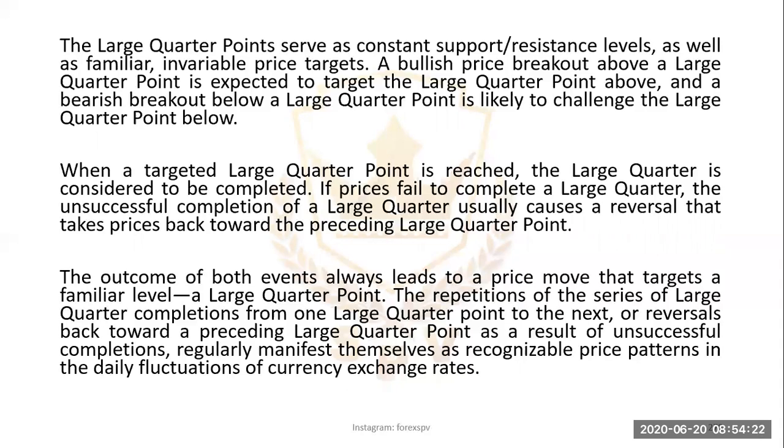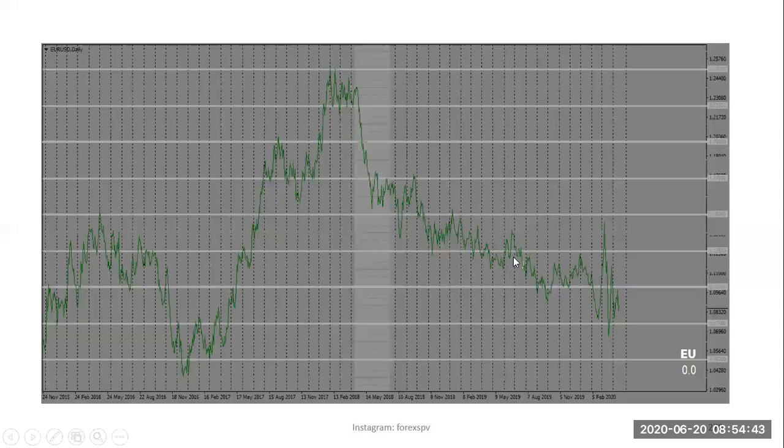A bullish breakout above a large quarter point is expected to target the next large quarter point above it, and a bearish breakout below a large quarter point is likely to challenge the next large quarter point below it. We say that a large quarter point is completed when the 250 pip range is completed. Here we see EURUSD on the daily time frame. These are large quarter points, the horizontal lines. You can see clearly how price goes from 250 pips to the next.